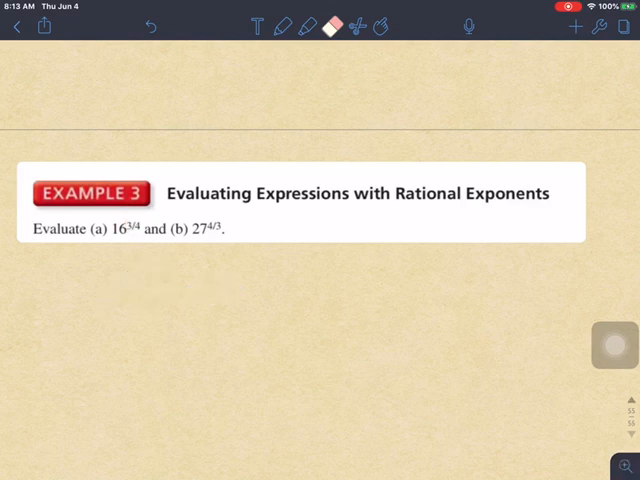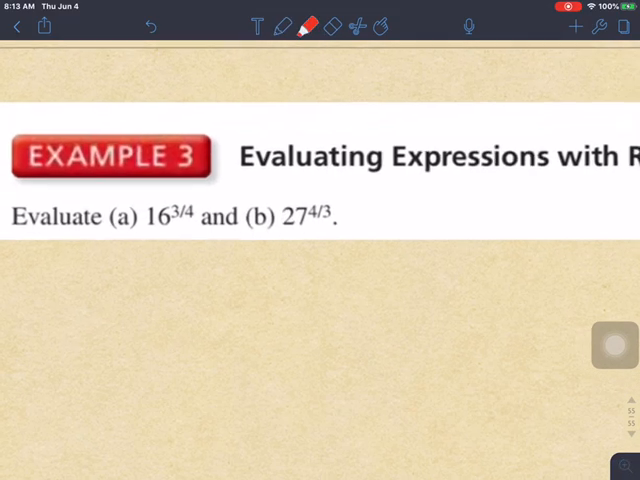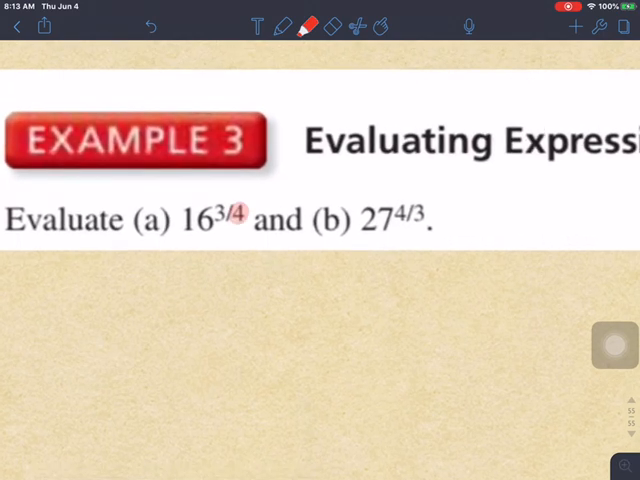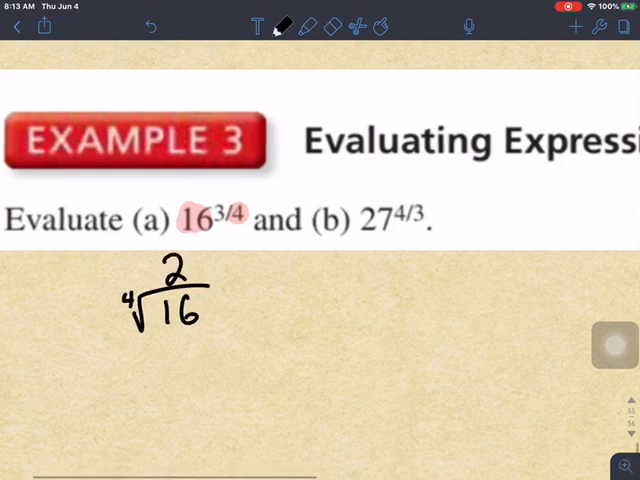This is 16 to the 3/4 power. So we're breaking this down into 2 problems. This denominator literally means 4th root of 16, and that's where we're going to start. We would write that as, what is the 4th root of 16? What number to the 4th power is 16? Now you can also do this in a calculator. 2 times 2 is 4, times 2 is 8, times 2 is 16. Basically, the 4th root of 16 is the number 2, okay?